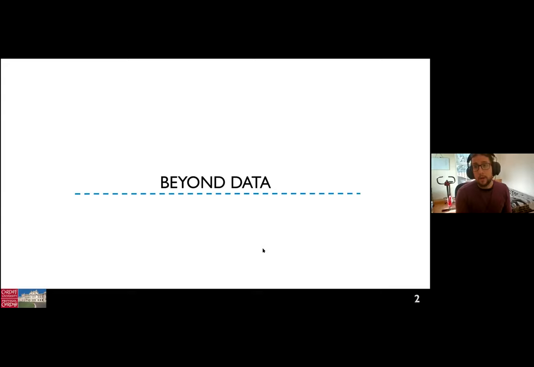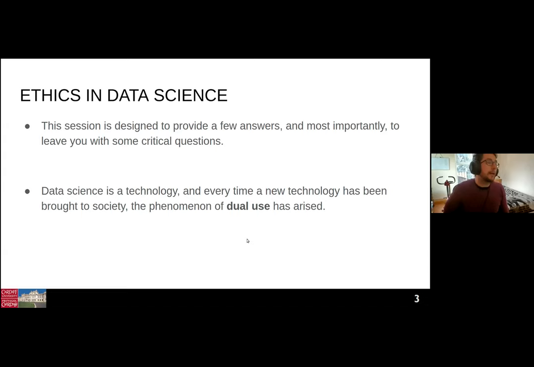Actually, the goal is not to give you a lot of answers, but rather to leave you with even more critical questions, especially if in your regular activity you're involved in education or in industry, and there's any contact with data in any form. I want to leave you with a critical outlook on what it means to deal with data and what implications that can have down the line.